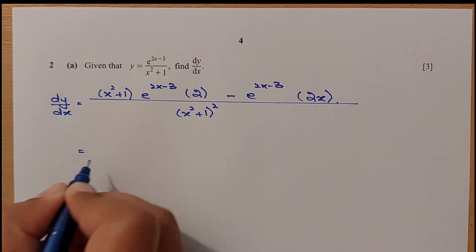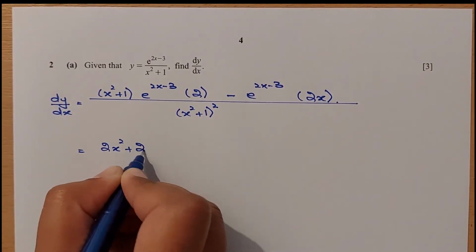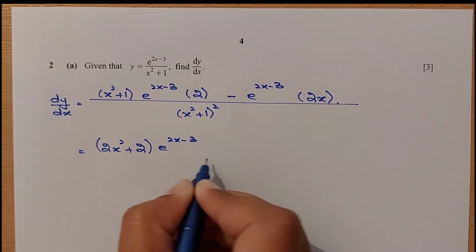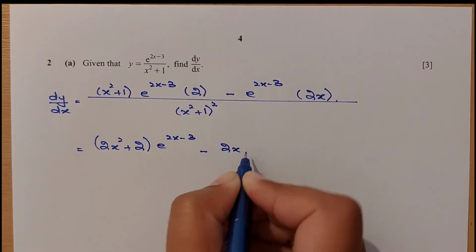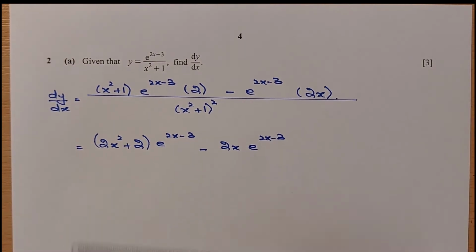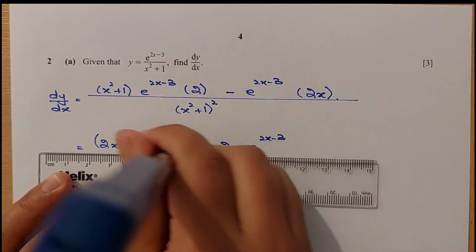For further simplification, we have 2x square plus 2 multiplying with e power 2x minus 3, and minus 2x multiplying with e power 2x minus 3, right? And the denominator function is as it is.